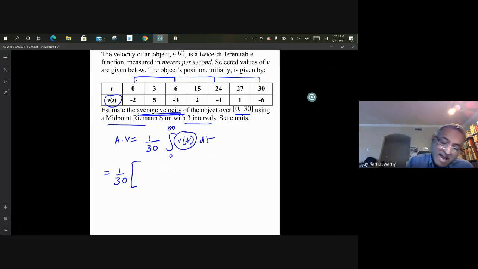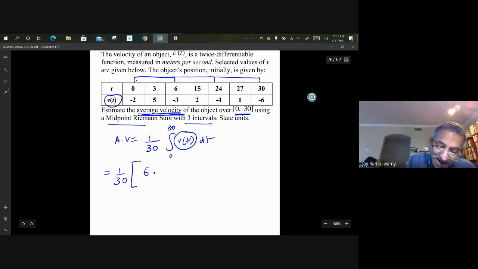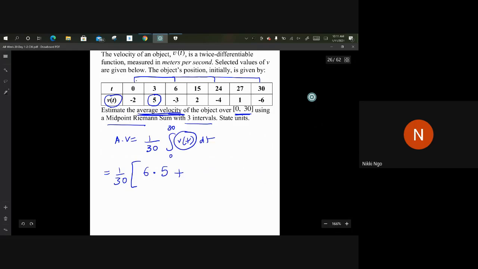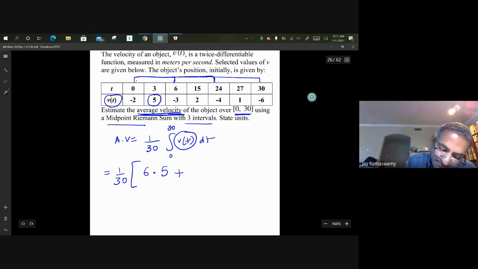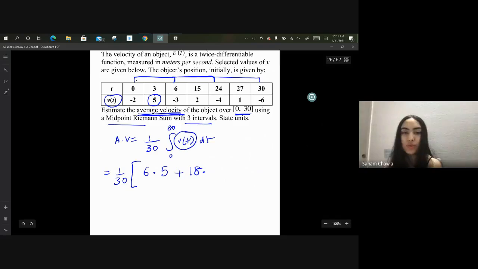Okay, I want to see if learning happened. What's your first base going to be? 6, from 0 to 6. For those of you who get the hang of the pattern, what's the middle height? 5. Okay, what's the base from 6 to 24? 18. Very good. What's the second height? 2.